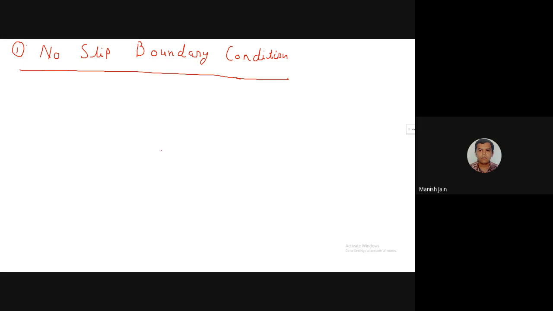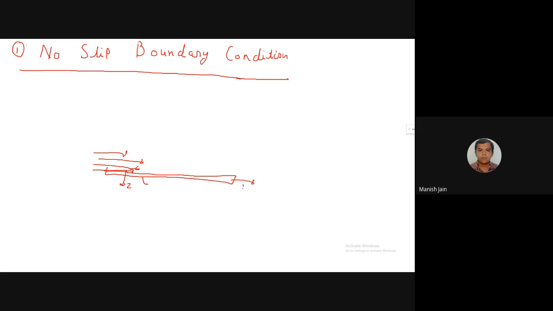So what is the no slip boundary condition? Suppose you have a solid surface. Fluid is flowing on the solid surface. The layer of fluid which comes in contact with the solid material, the velocity of that layer is zero, or the velocity of that layer is equal to the velocity of the solid layer. If the solid layer is moving, then that layer also has the same velocity.